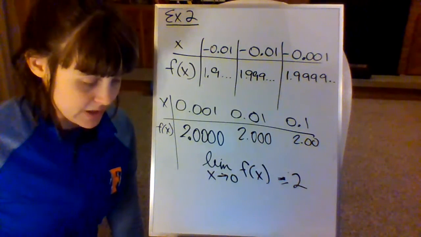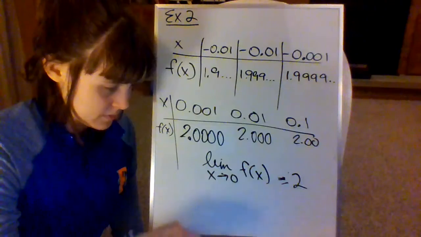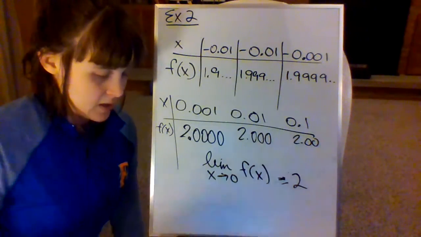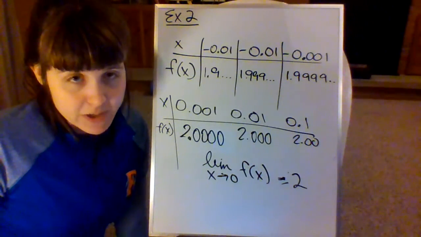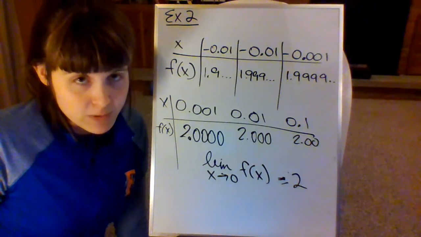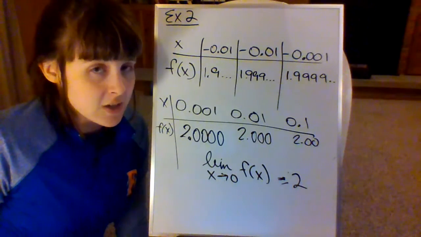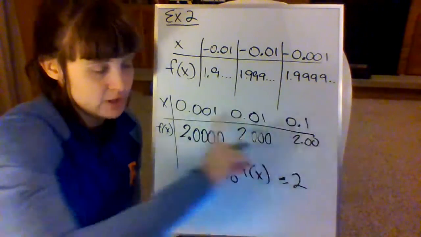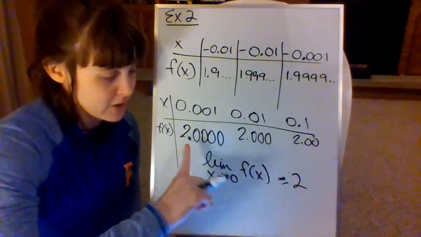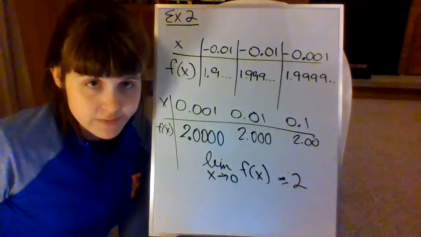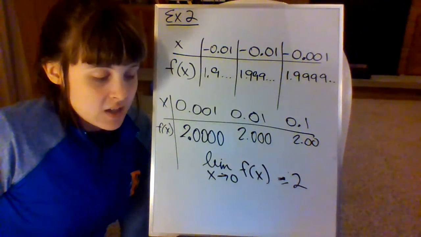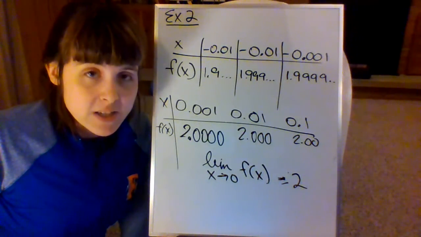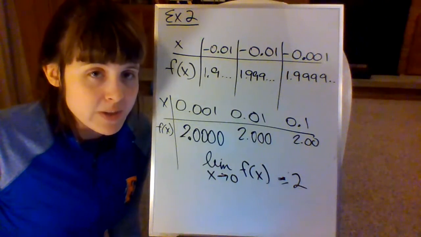Okay, so that's the first table. Now, you're going to have some other tables like this on your Google form. So you have to look at what it is approaching from the left, what it is approaching from the right, and if they approach the same value, that's just what it equals. If you have any questions, let me know. This is a slight review of what we covered in the fall.